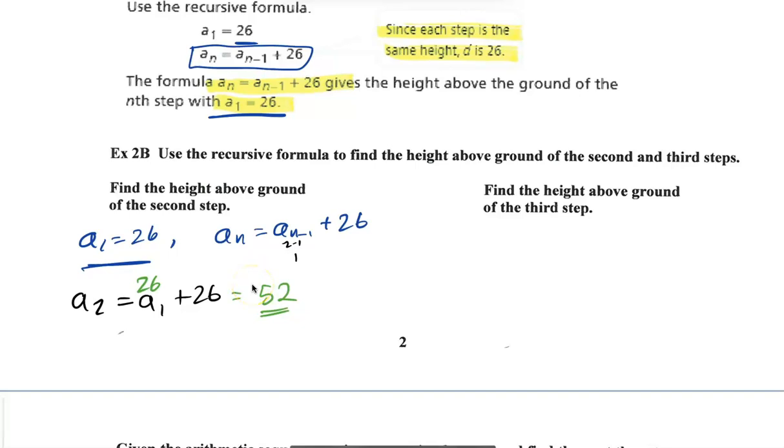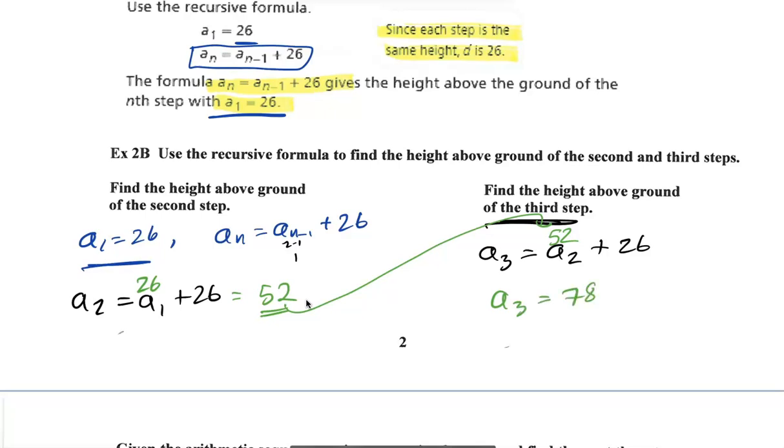What if I want the third step? Well, the formula for A3 is just going to be the previous term, A2, plus 26. That's our formula. Whatever the previous term is, plus 26. So if I want A3, I need A2 plus 26. Well, I know what A2 is, I just figured it out. A2 is 52. So we're just going to plug that in, and I'm going to get A3 equals 52 plus 26, which is 78.